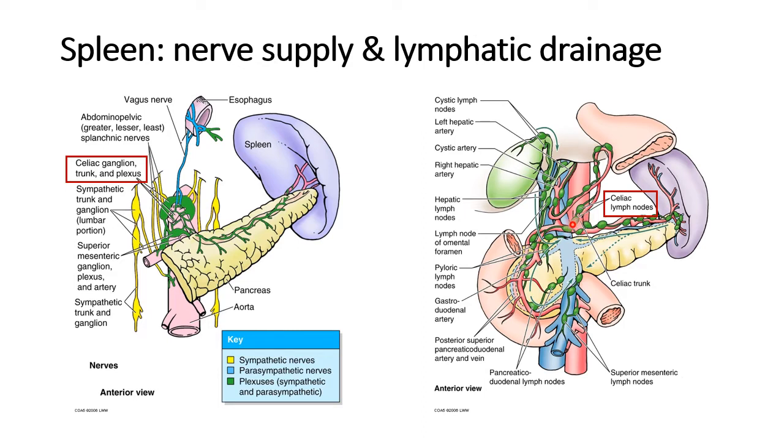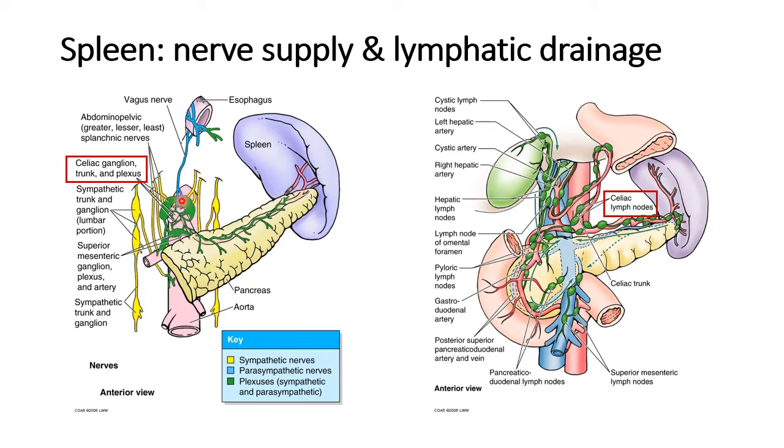The lymphatics will follow the arteries, so all of the lymphatics coming from the spleen will follow the splenic artery until they reach the celiac lymph nodes around the celiac artery. The nerve supply of the spleen comes from the celiac plexus around the celiac artery, and then the branches of this plexus will follow the splenic artery until they reach the spleen.